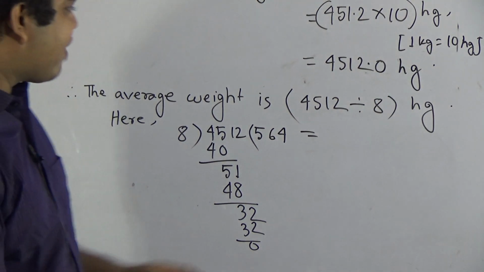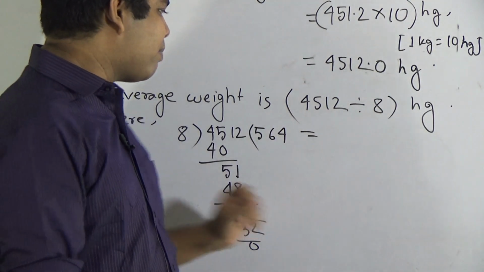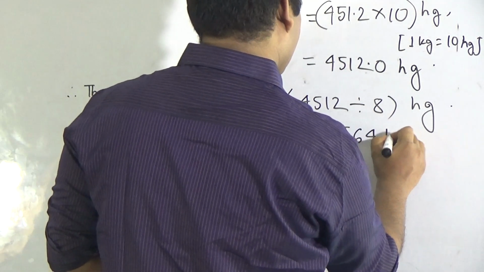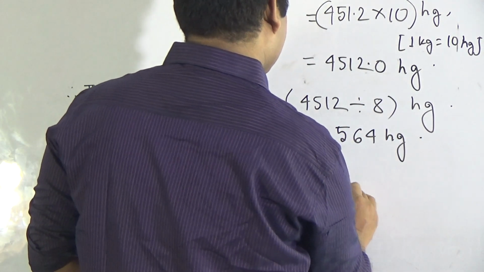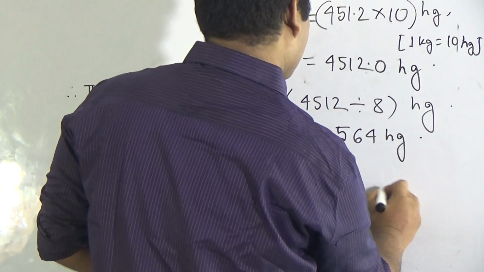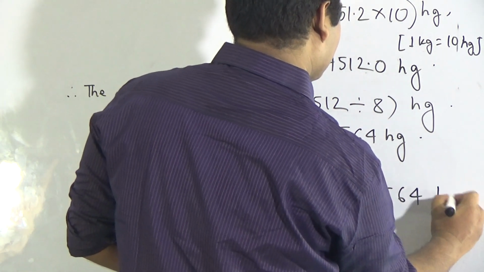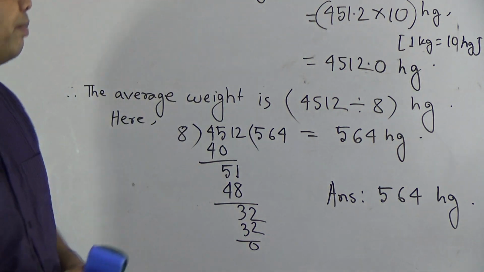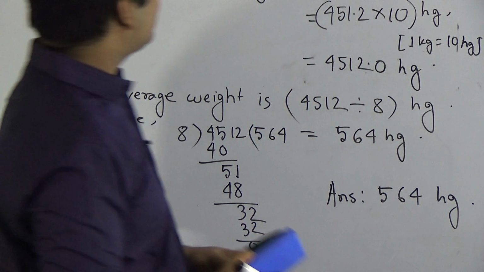So if we divide this 4512 by 8, then we get 564 hectogram, and this is the answer. As our solution is done, we must write answer. Okay, 564 hectogram. So this is done.